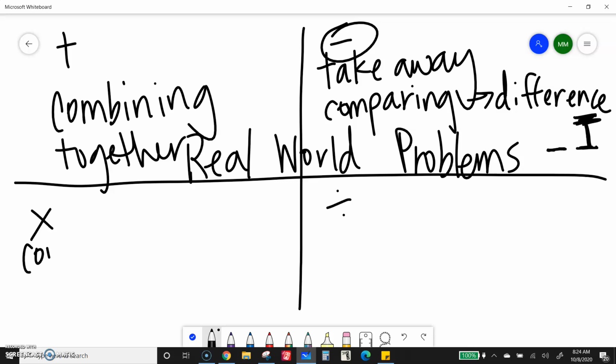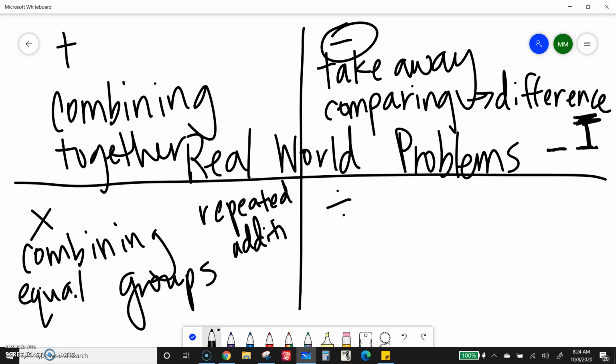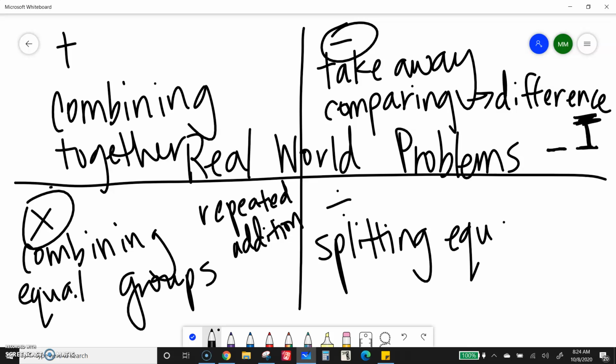Multiplying is when we're combining, just like in adding, but this time you have equal groups of things. If you think back to when you first learned, probably in 3rd grade, they might have called it repeated addition, because you're just adding the same thing over and over and over, and the faster way to do that is by multiplying. And then dividing, we have the total, and we're sharing it equally. We're splitting something equally. We know how much we have all together, and we're putting it into equal groups.